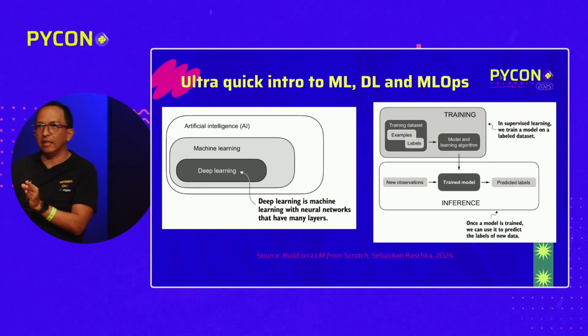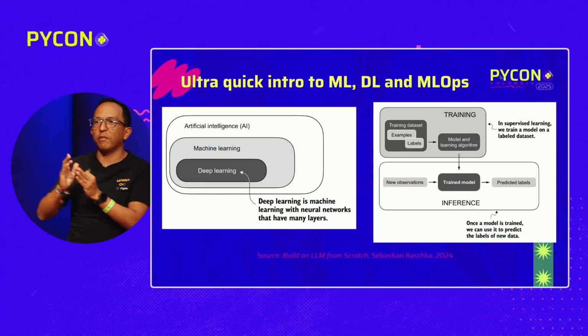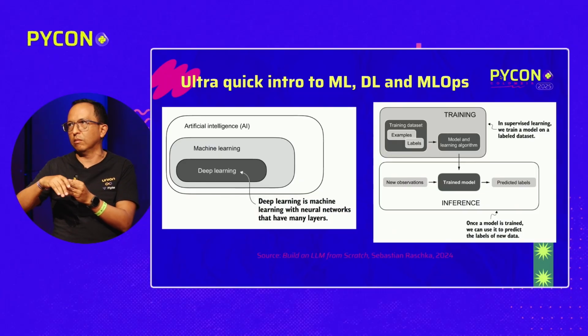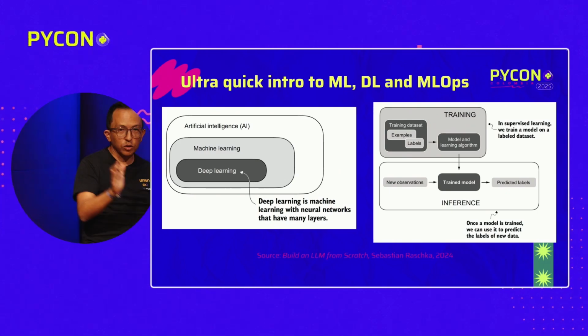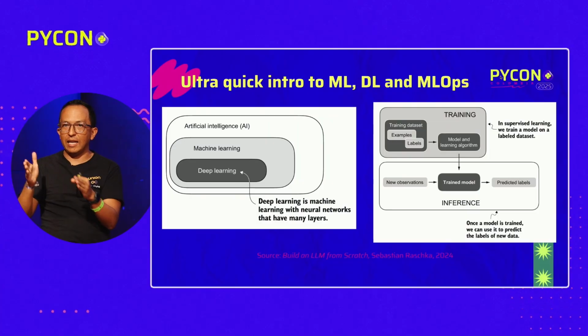And the next phase is serving. You serve the model, you make it available to another application or to your end user. And those are the three phases typically in ML.